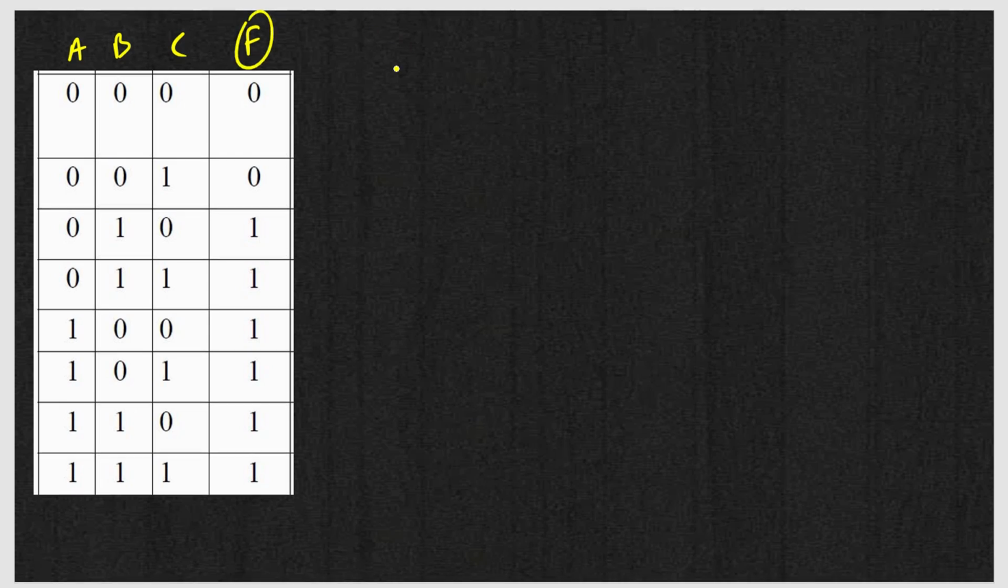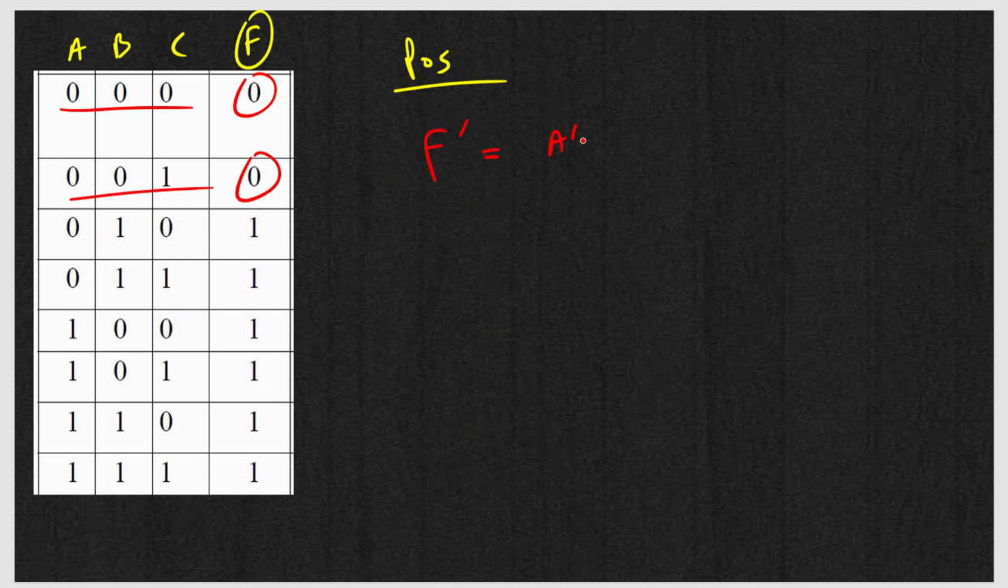So we have a, b, c. Here's the function. Product of sum. So now we only consider the false statement, right? A prime, B prime, C prime. A prime, B prime, C. A prime b prime c prime plus a prime b prime c. That's it. Notice that I took the complement of the Boolean function.